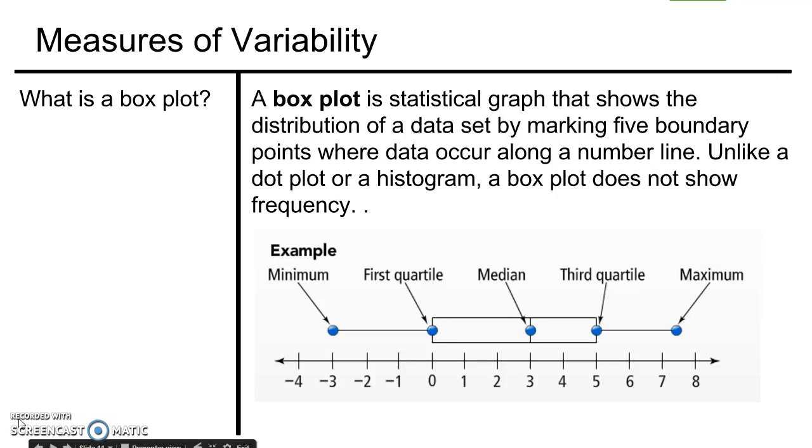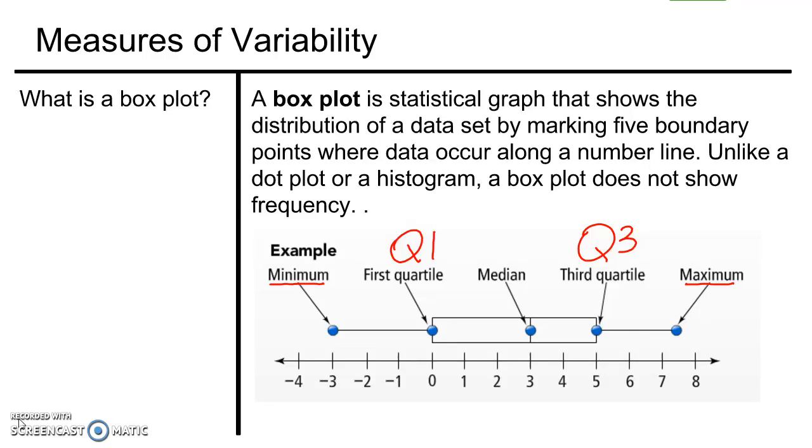All right, the last definition you need to know is box plot. Hit pause and copy this definition into your notes, and then we'll talk about it. A box plot is a statistical graph that shows the distribution of data set by marking 5 boundary points where the data occur along the number line. So we see the 5 numbers that we were just talking about. The minimum is the smallest number, the maximum is the biggest number, Q1, the median, and Q3. And this makes up the box plot.